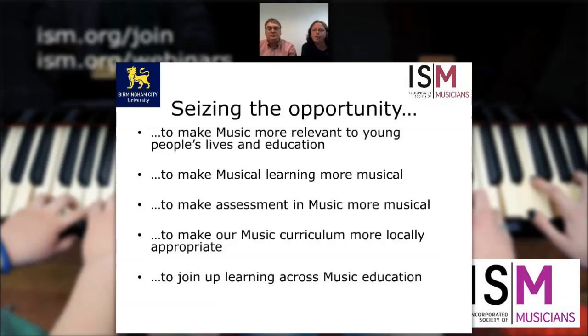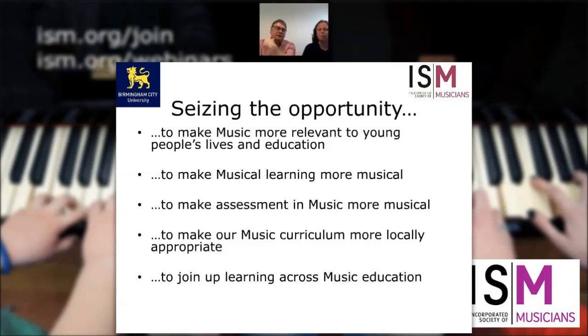So today we were thinking that the new curriculum is actually a great opportunity, whether or not you're following the national curriculum, to refresh and revise and revisit and reflect on your music education in your school, in your setting, whatever that may be. We know that some schools have to follow the national curriculum and others don't, and they're just mindful of it. But really, it's about these points that we've put up here, making it more relevant to young people's lives and to education, and making the musical learning more musical.